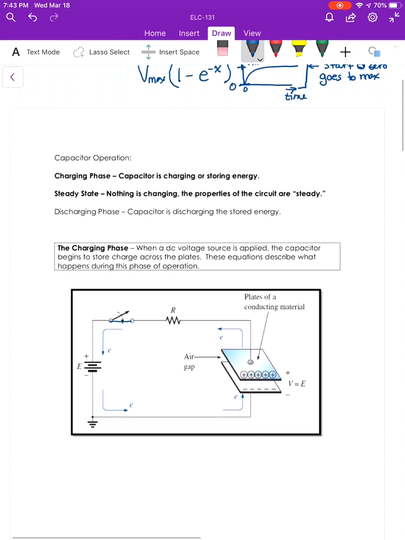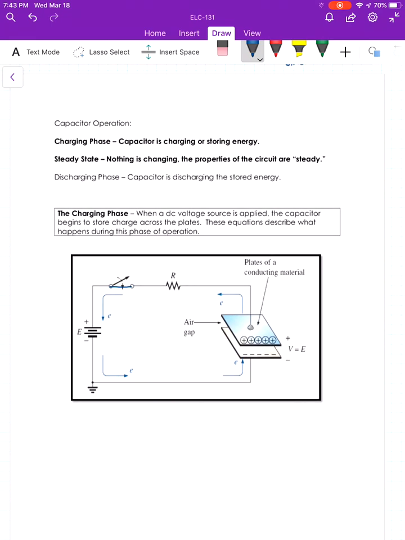about the capacitor operation. So when we apply current to our capacitor, this is going to take some time to respond. It's not going to be like your resistor, where when you apply a current, you have a voltage drop immediately and there's no time dependency. The capacitor is actually going to take some time. It's actually storing charge, and it takes time to do that. So we're going to look at a couple of different phases of operation.